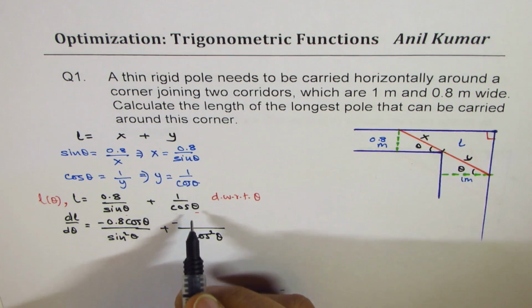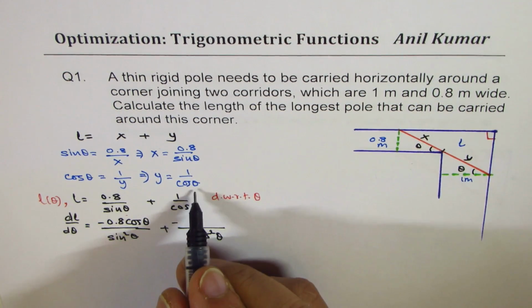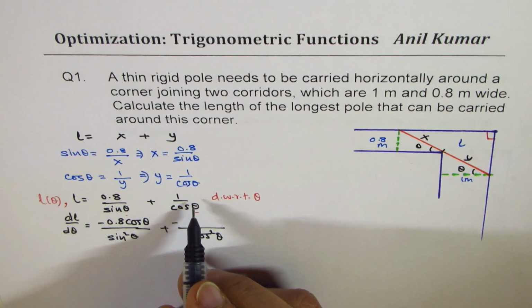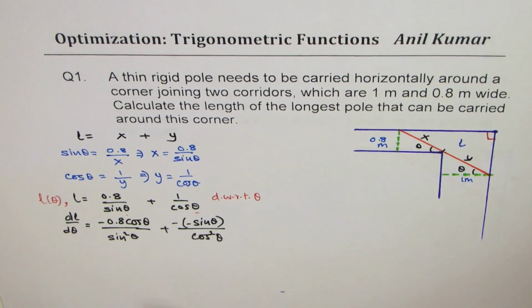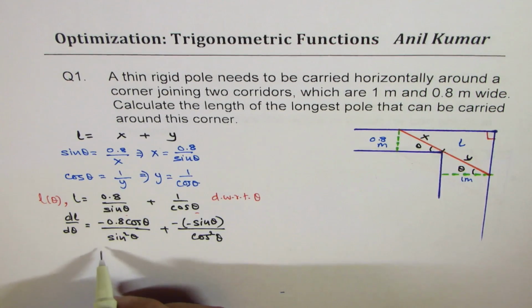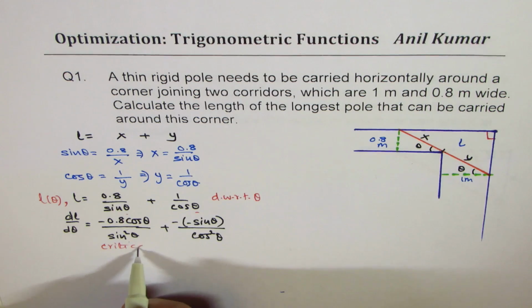So minus, because when you take this, it is to the power of minus 1, right? And the derivative of cos theta is minus sine theta. So that's what you get. Now for the critical number, so let's find the critical number.